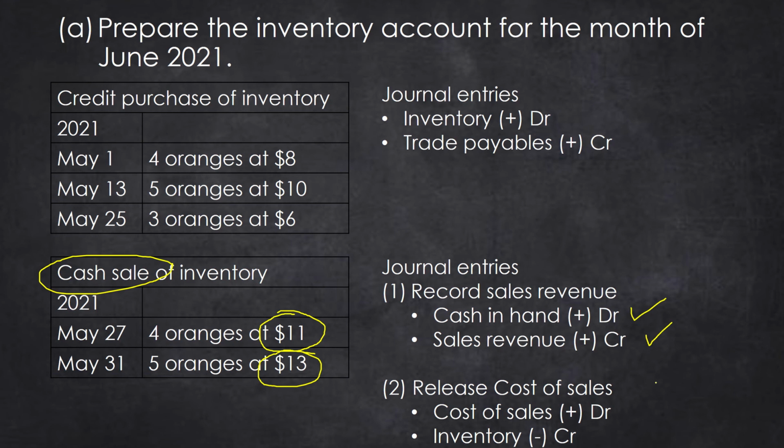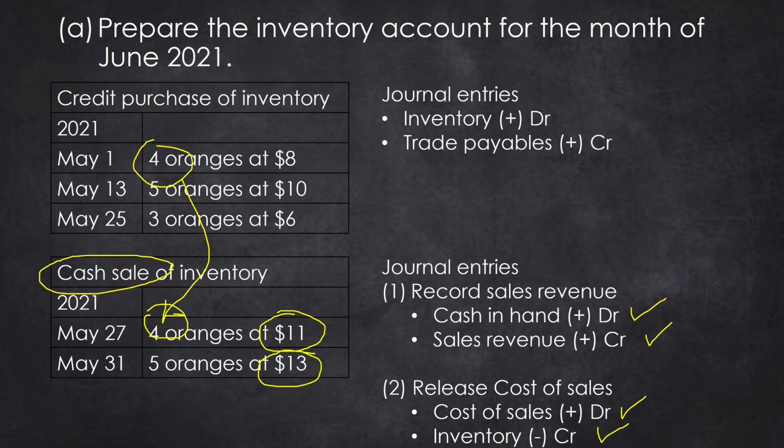Now after that, I need to release the cost of sales from inventory because these 4 oranges here, they are inventory, right? So I need to release it. I need to release this cost of sales. So the way I do that is I record a cost of sales plus debit expenses and I minus away inventory, credit. Now that's because inventory is now a cost of sales. The inventory has been changed into a cost of sale.